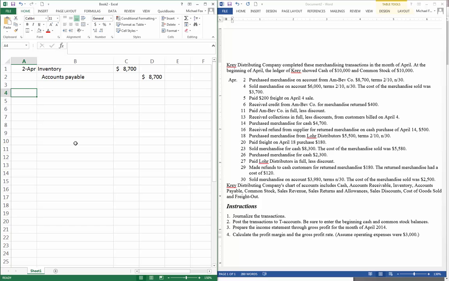On the 4th, sold merchandise on account, $6,000, terms 2/10, net 30. The cost of the merchandise sold was 3,700. So remember, when we sell merchandise, we have a 4-part entry here.